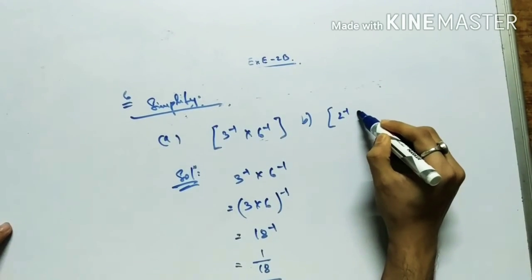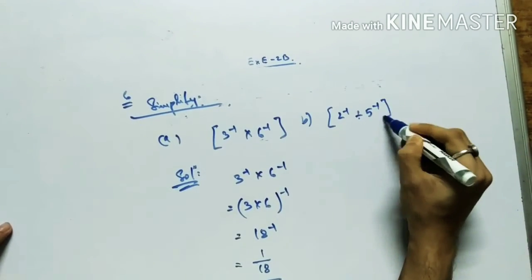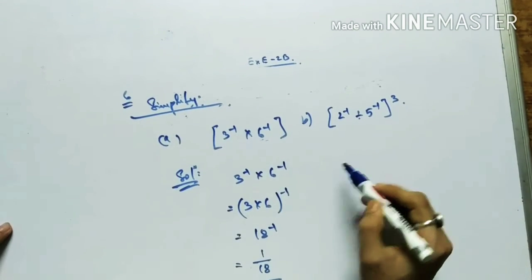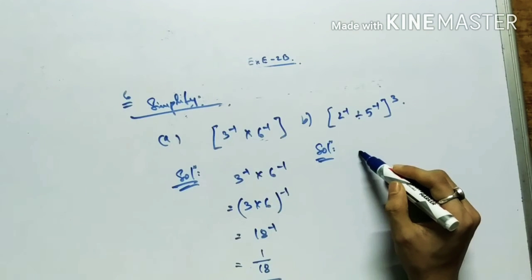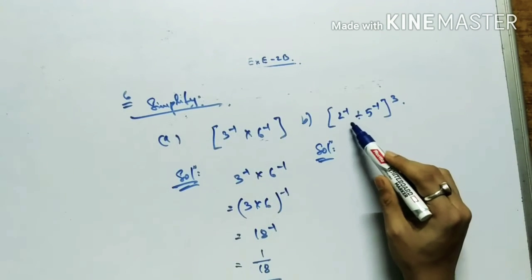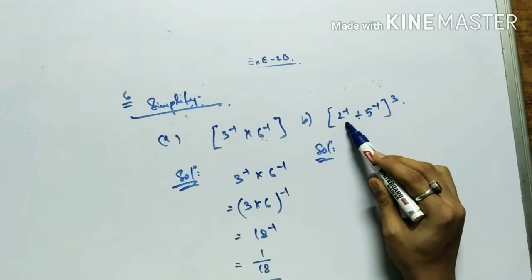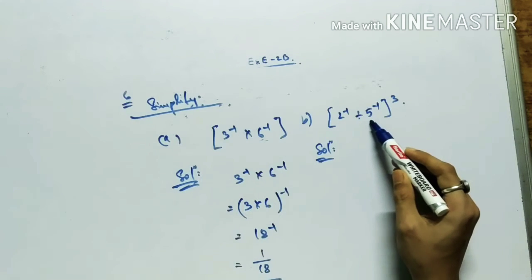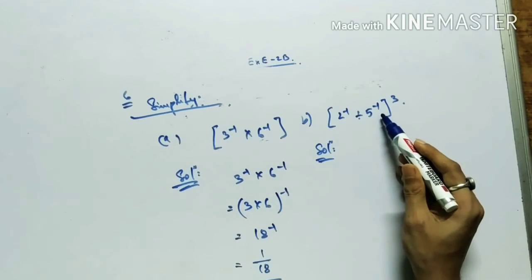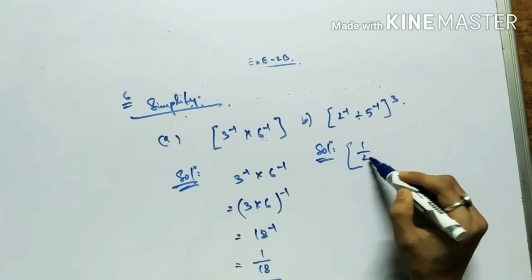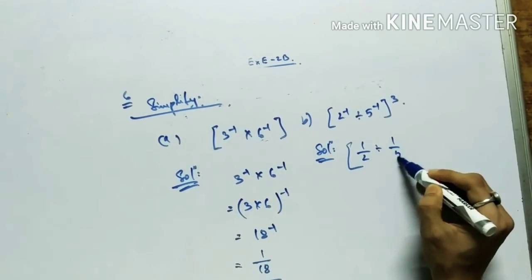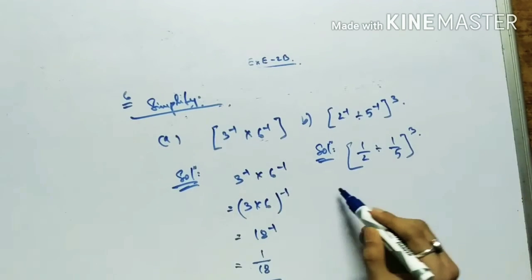2 to the power minus 1 divided by 5 to the power minus 1, to the whole power 3. So I can solve this in this way. 2 to the power minus 1 becomes 1 by 2, divided by 1 by 5, to the whole power 3.